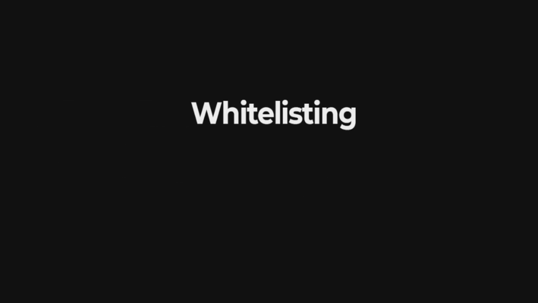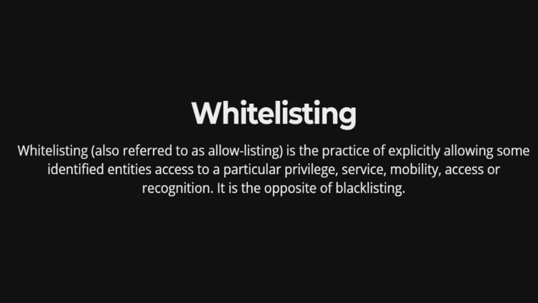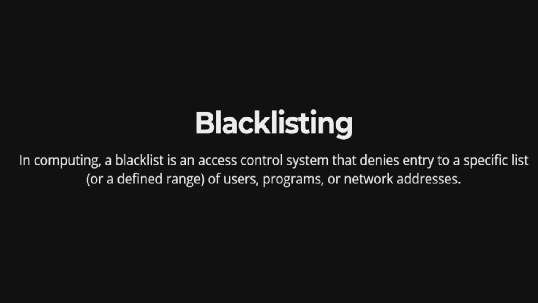Whitelisting. Whitelisting, also referred to as allow listing, is the practice of explicitly allowing some identified entities access to a particular privilege, service, mobility, access, or recognition. It is the opposite of blacklisting. Blacklisting. In computing, a blacklist is an access control system that denies entry to a specific list, or a defined range, of users, programs, or network addresses.